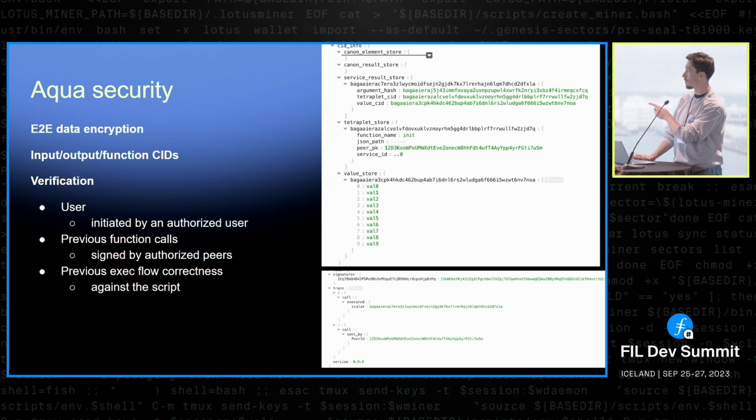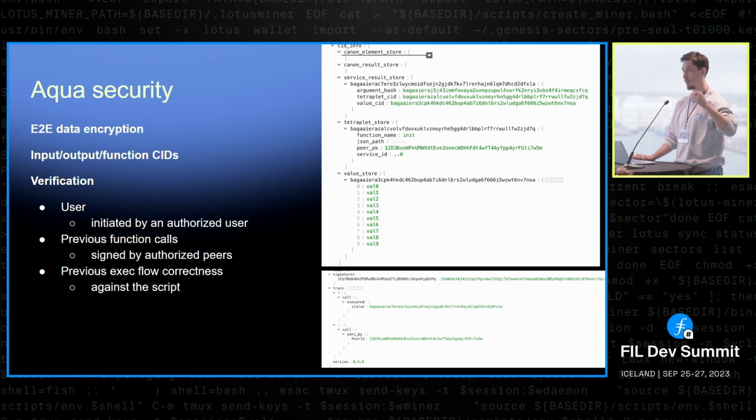Verification works this way: whenever you have an Aqua algorithm that says, I want to go to the first peer and call a function there, then go to the second peer and call another function there, the second peer, when it receives the particle, the request, the data piece from the first peer, would validate this data against the script that's supposed to be executed, and would validate the signature of the first peer and the signature of the initial user who initiated this request.